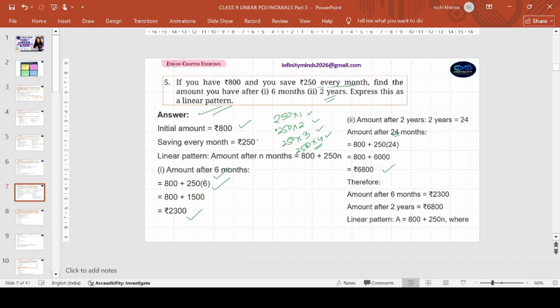What about the pattern? What is the pattern that you can crack in this? You started with 800. 250 into 1, 2, 3, 4. So what is 250 into any variable? 250n as per the number of months, or you could use the variable t, time. Clear? 250 once, twice, thrice, 4 times. Initial 800 plus 250n. All the notes are already provided. You can stop the video and make a note of these slides. Let's go ahead, going to the next question.